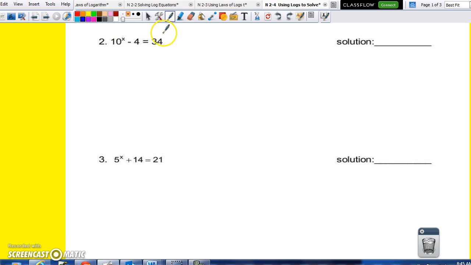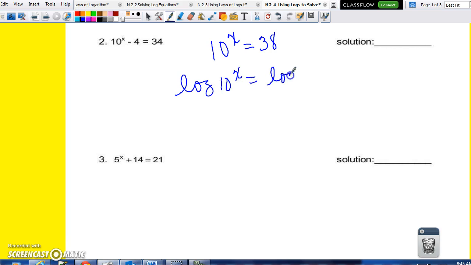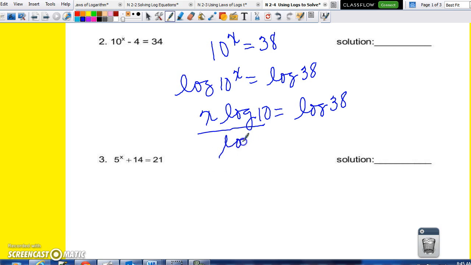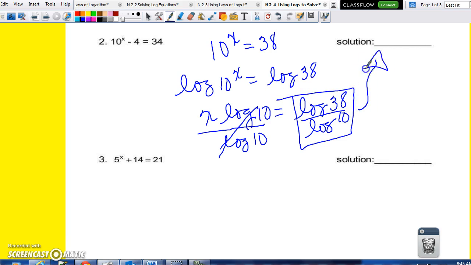So I know I got to take my 4 over. When I take my 4 over, I'm going to end up adding 4. So I really have 10 to the x equals 38. Rewrite it as log. I have log of 10 to the x equals log of 38. Now I just move my x to the front. x log of 10 equals log of 38. So I'm going to divide by log of 38. I'm sorry, divide by log of 10. And then you would plug that into your calculator to see what your solution is.